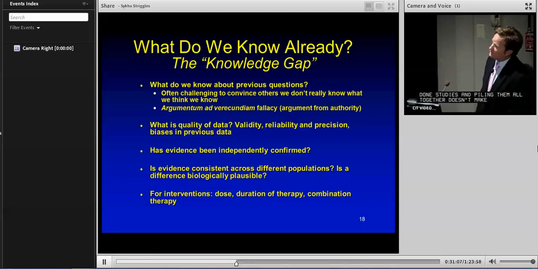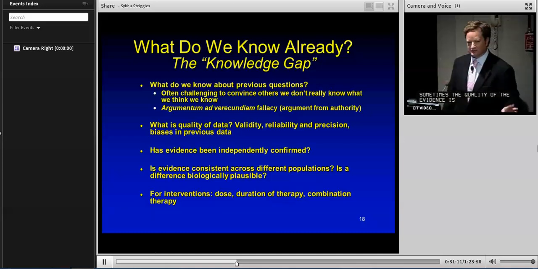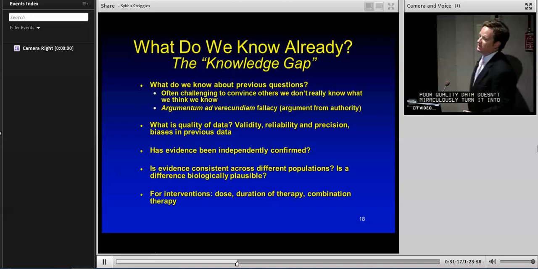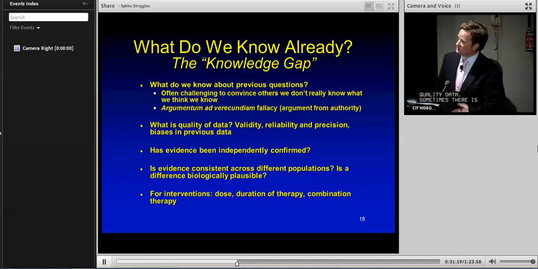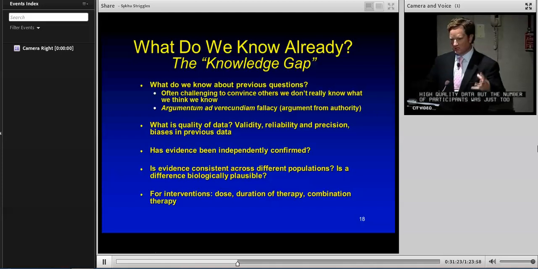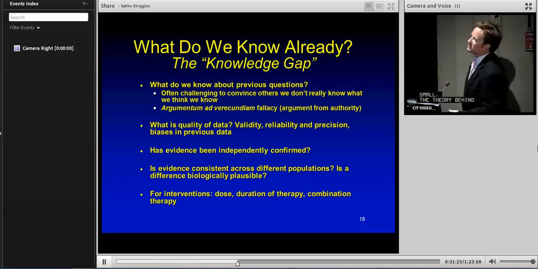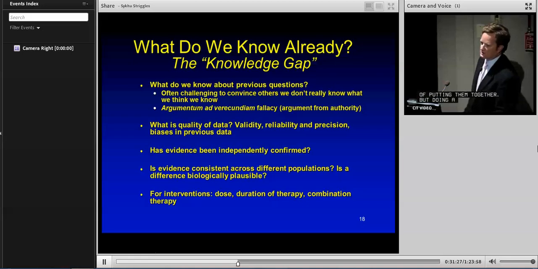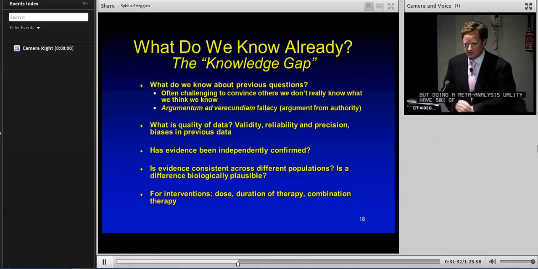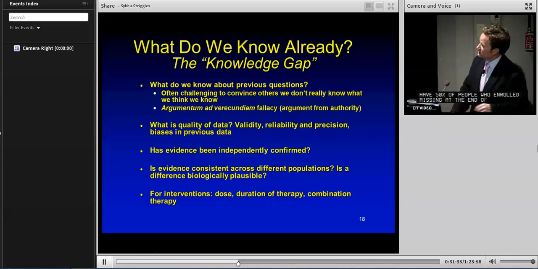So sometimes the quality of the evidence is poor. Having lots of poor quality data doesn't miraculously turn it into high quality data. Sometimes there is the issue of high quality data, but the number of participants in the studies was just too small. That's the theory behind meta-analysis, of putting them together. But doing a meta-analysis on poor quality studies, say that have 50% of people who enrolled in the study missing at the end of the study, that doesn't help you very much.